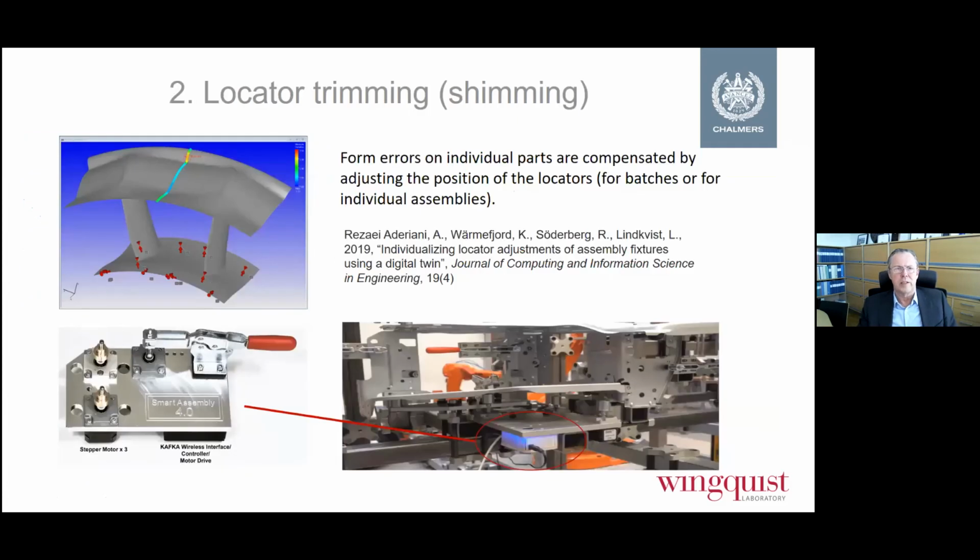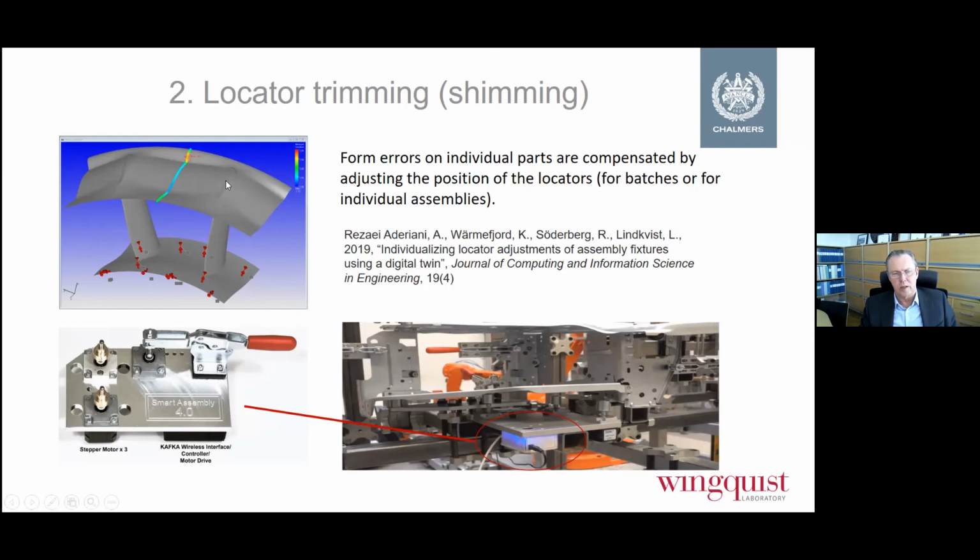The other one is locator trimming, sometimes called shimming. It's done manually today in many industries. Basically, if these are the contact points with the fixture, this is how the part is put in the fixture, and you want to minimize the variation between the two parts. Maybe you can adjust the fixture a little to compensate for the part errors. This is all because the part is not perfect. So if the part is not perfect, maybe you can adjust the fixture a little to change the position of the part. And this is, as I said, done manually today for batches.